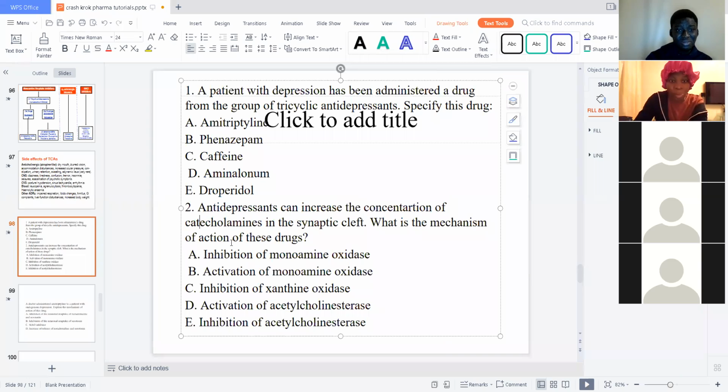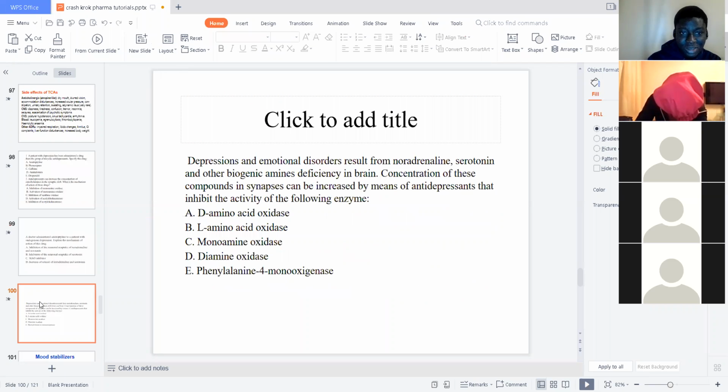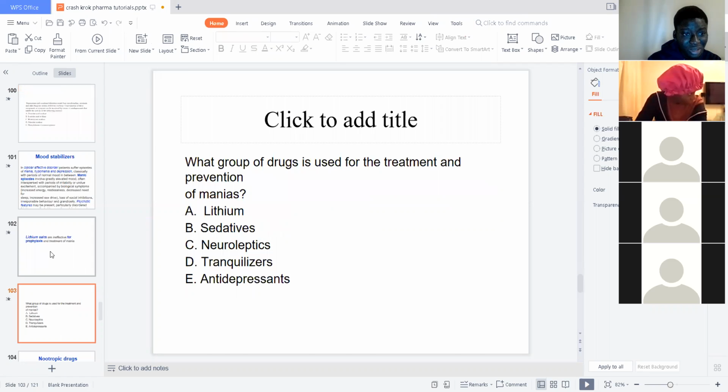So, lesson. Antidepressants can increase the concentration of catecholamine in the synaptic cleft. What's the mechanism of action of the drug? So that would be inhibition of monoamine oxidase. Yes, that's correct. Good job. Okay. Next, the same thing.